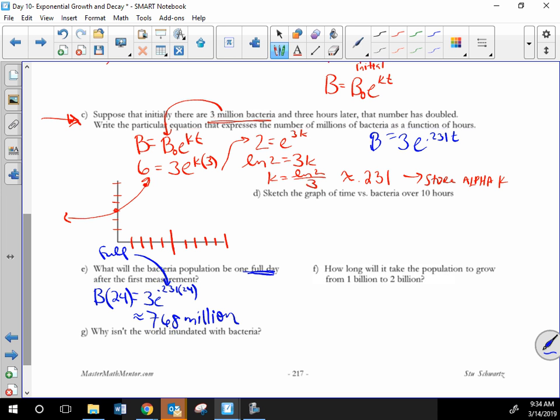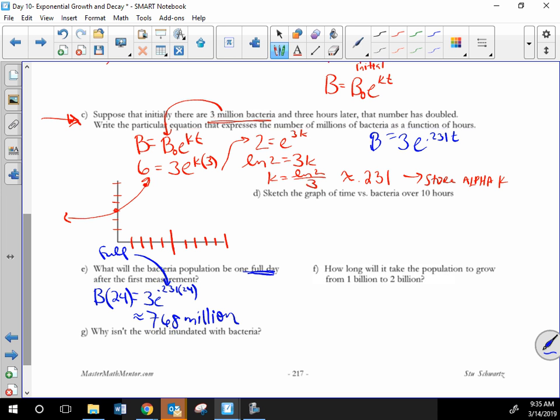All right. And then F, how long will it take the population to grow from 1 million to 2 million? We don't technically need an equation for this. Does anyone think they know the answer right now? No? Okay, we'll do it the long way. 2 days. After 1 day, we had 768 million. Well, yeah, because in 1 day it didn't. I'm going to say 4 days.